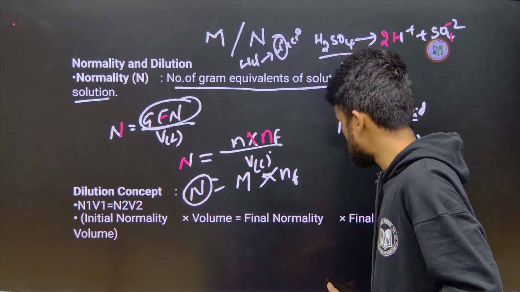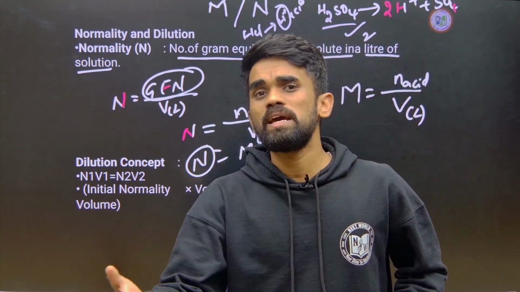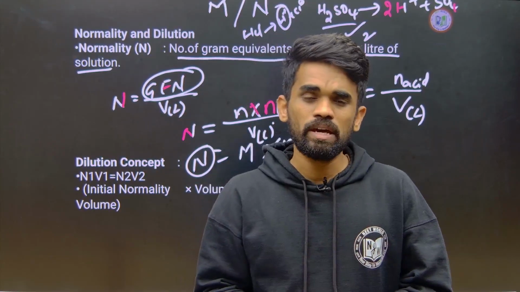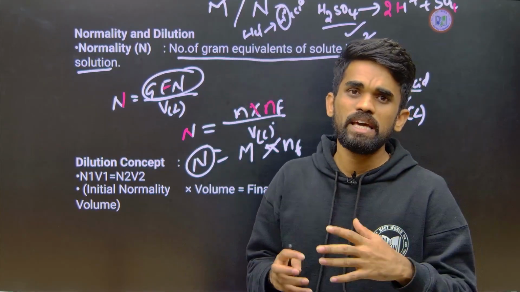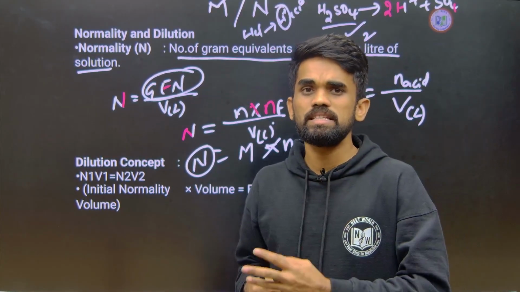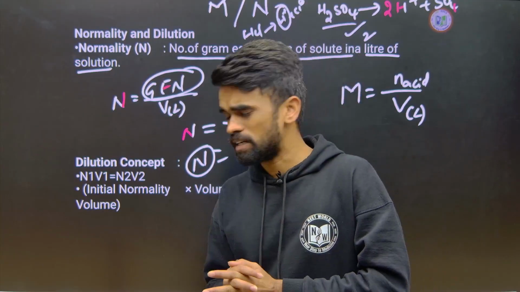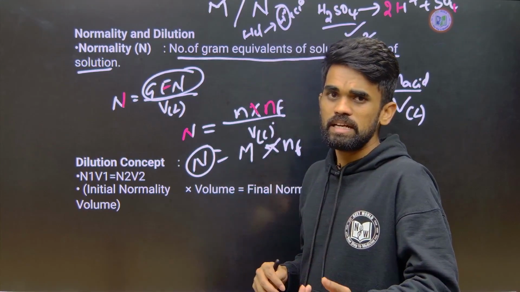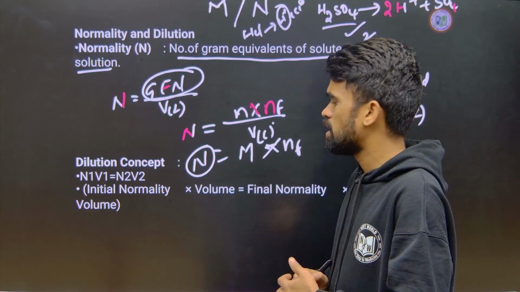Next, when it comes to bases, it is the number of OH minus ions released per molecule of base. NaOH releases 1, so its N factor is 1, whereas Ba(OH)2 and Ca(OH)2 release 2 OH minus, so their N factor will be 2. Like that, depending upon the number of H plus ions released by an acid, its N factor is defined. Similarly, in the case of bases, the number of OH minus ions released.